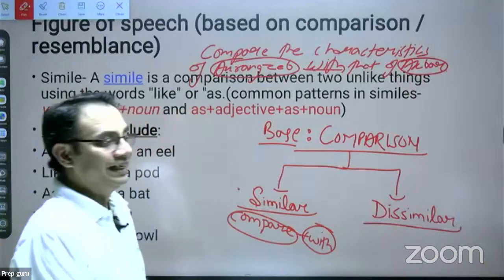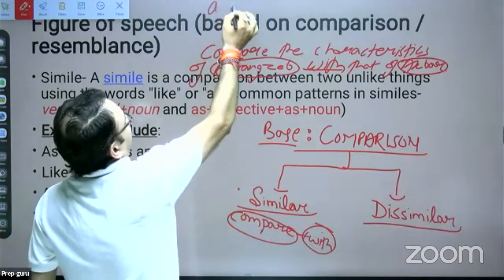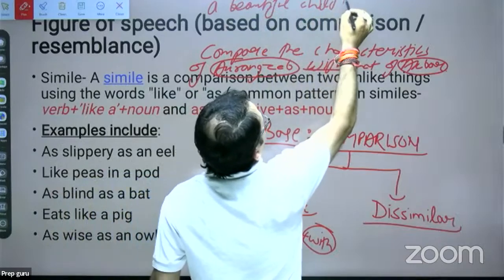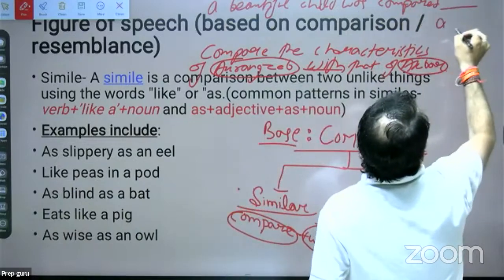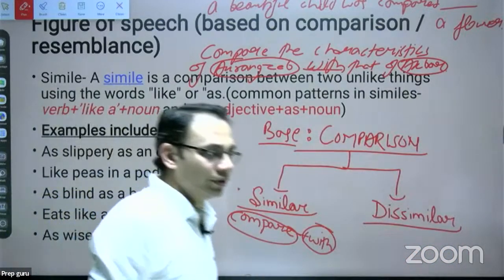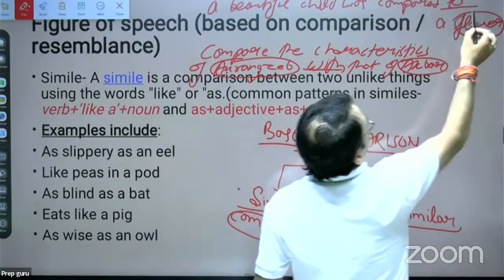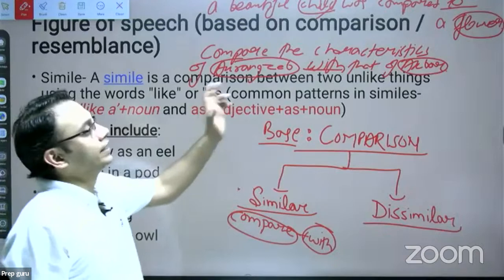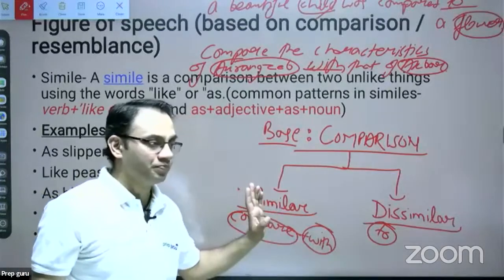And in dissimilar comparison, what do we use? Suppose if I say a beautiful child was compared dash a flower. Now what? It is to. Very good, Gauri. To. In case of dissimilar comparisons, flower and child, child is a human being and flower is not a human being. So in case of dissimilar comparison, we use to. In case of similar comparison, we use with. That was about prepositions.